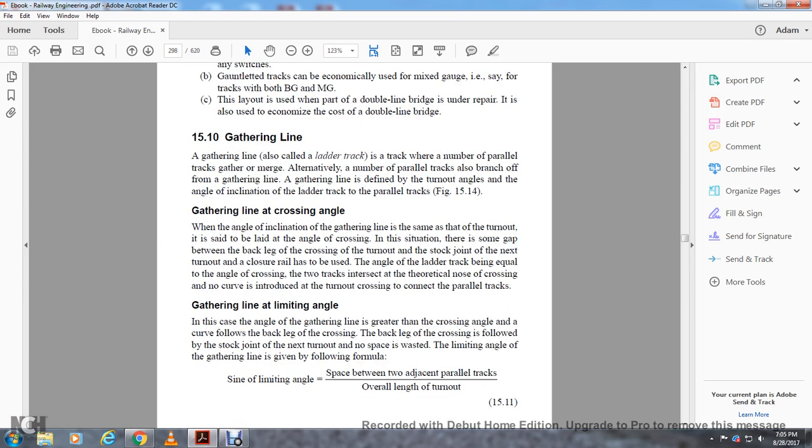Gathering line, also called the ladder track. It is the track where a number of parallel tracks come together and merge. Alternatively, a number of parallel tracks are branched off of the gathering line. The gathering line is defined by the turnout angle, the angle of inclination, the angle of the ladder track of the parallel tracks. Gathering line and crossing angle.